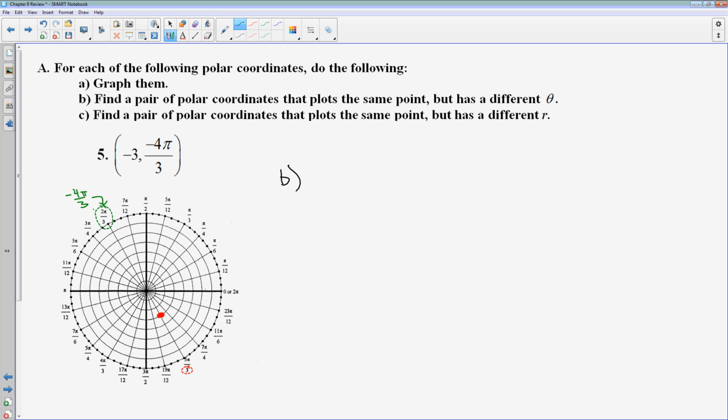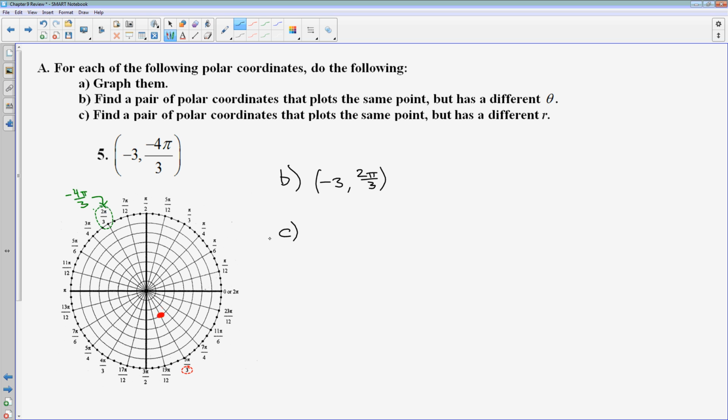Well, I'm just going to look at my graph this time. Wait, never mind. I ran away from 2 pi over 3. So if I want to keep the same R, but choose a different angle, negative 4 pi over 3 and 2 pi over 3 are the same thing. And so there is my answer for B. There are other options, but that's the one I'm going to go with.